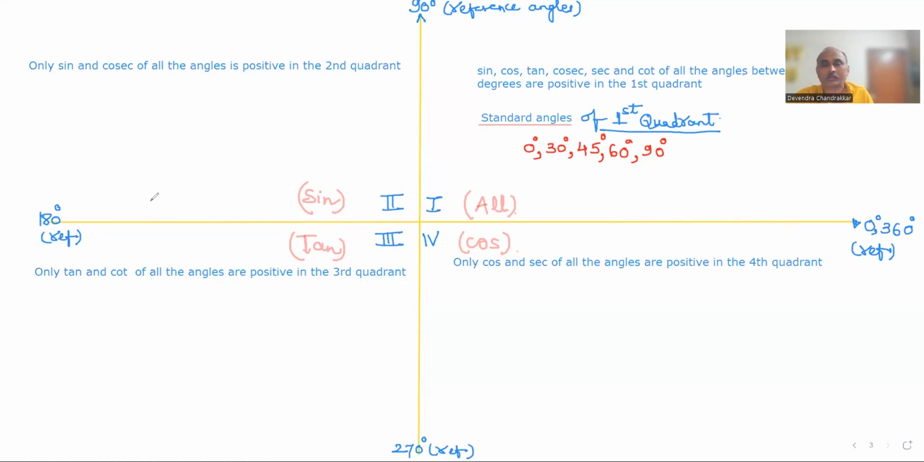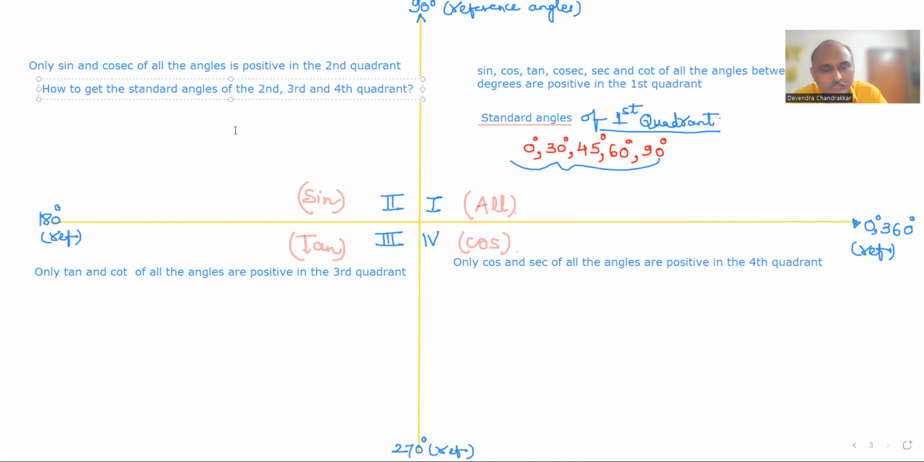Okay. Now comes standard angles of second quadrant. So how will we get those angles? The question is how to get the standard angles of the second, third, and fourth quadrant. Okay? Please pay attention. How to get the standard angles of the second, third, and fourth quadrant.